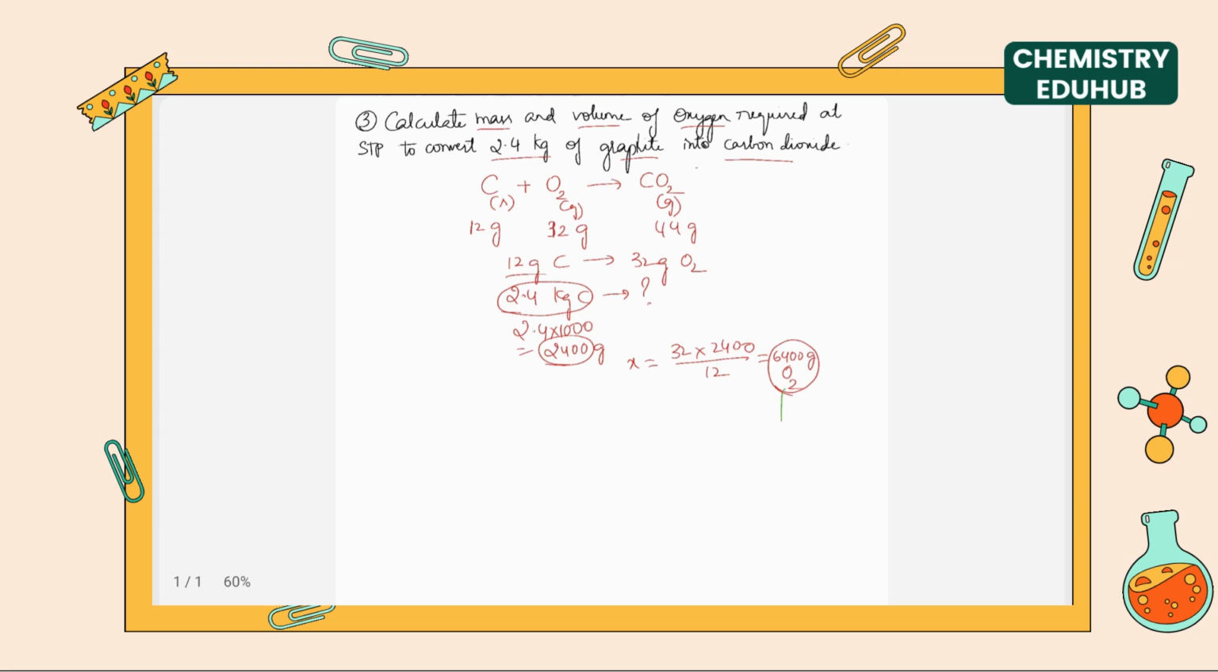Now we need to calculate the volume occupied by this amount of oxygen that is required. So 32 grams of O2 will occupy 22.4 liters of volume, which is the gram molar volume. Then 6400 grams of O2 will occupy how much volume? So it is again cross multiplication, 22.4 into 6400 by 32, which is equal to 4480 liters. This way we calculate mass and volume.